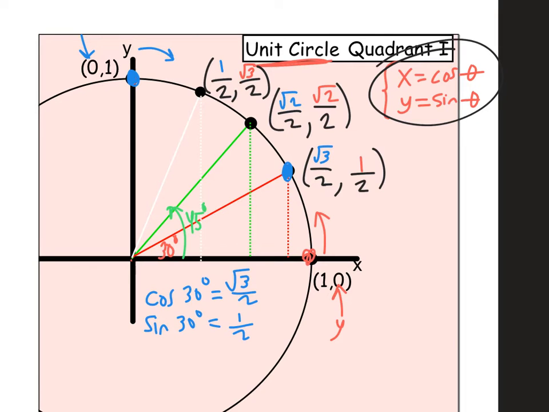Okay, what about for the 45? 45 is the easy one because both values are the same. The sine of 45 degrees and the cosine of 45 degrees. This green one here is the 45-degree angle, right? It's the middle. It goes 30, 45, 60. There's the cosine of 45. There's the sine of 45. They are both root 2 over 2.